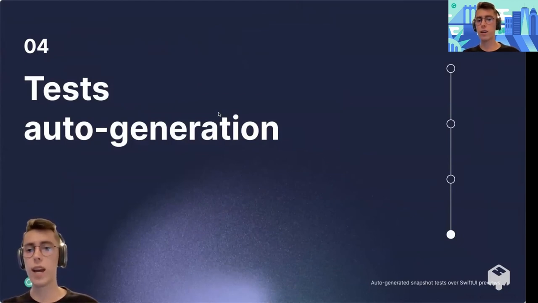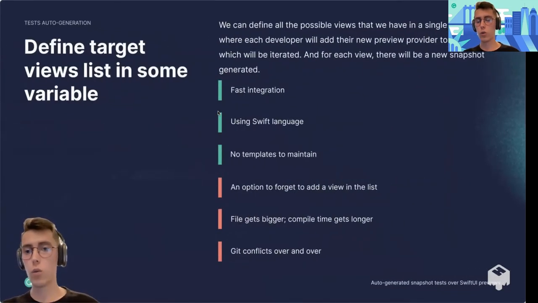Before we jump to the exact options that we considered for auto-generation, let's see what we could have without auto-generation at all. Let's say we just start using the approach that I showed you before, and we manually create those classes for each new view that we create in our app. It sounds pretty fast because you write that class once and you don't do anything else. You use the Swift language, you don't have any templates because you don't use any generation. Sounds pretty good, but there are other minuses.